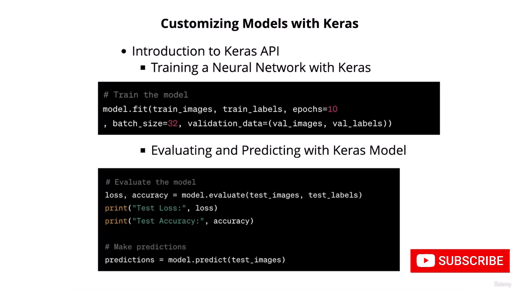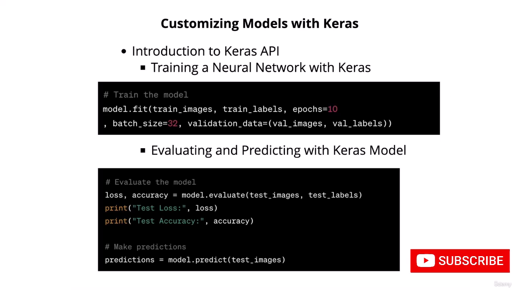Next is evaluating and predicting with the Keras model. After training, you can evaluate the model performance on a separate validation or test data set using the evaluate method. You evaluate the model by saying loss and accuracy equal to model.evaluate, passing the test images and the test labels, and then print test loss as loss and print test accuracy as accuracy. It's a tuple that you get back. That's why we have both the variables used together. Then you make predictions by saying predictions equal to model.predict and pass the test images.